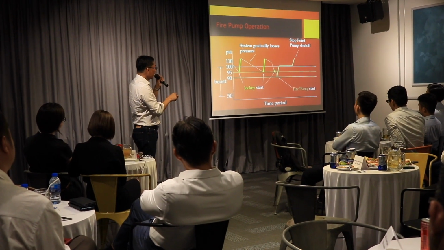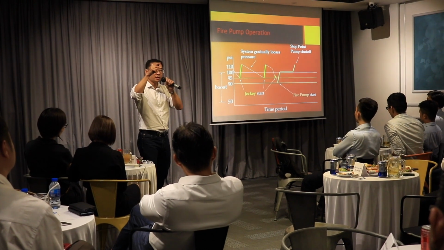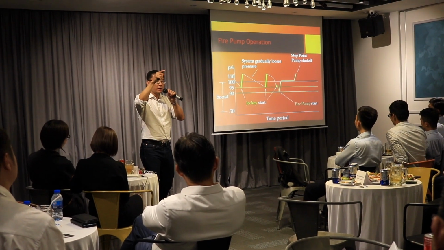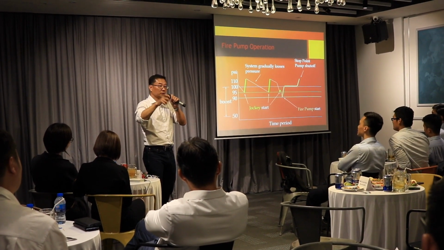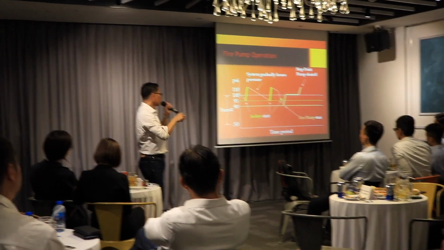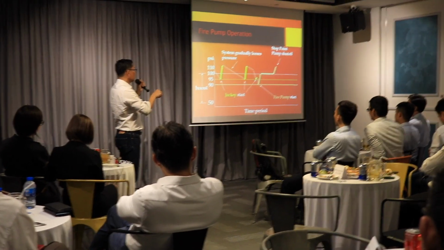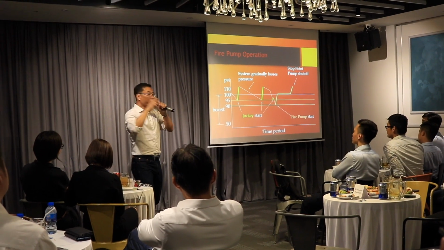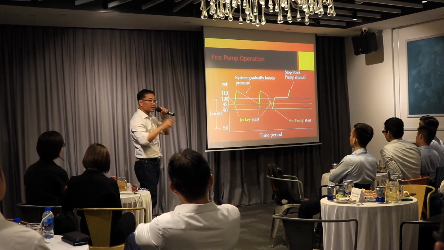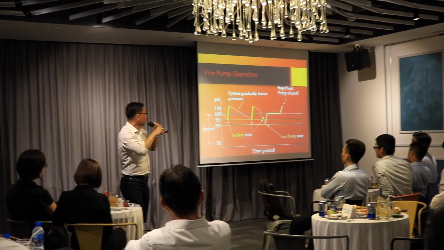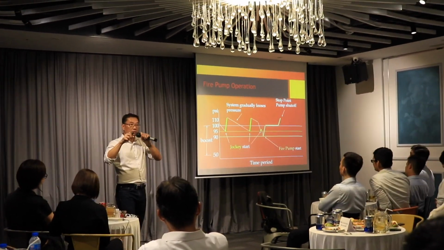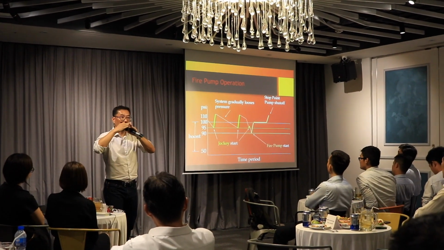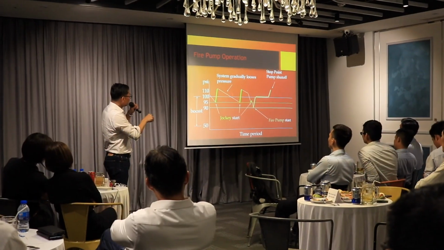So when the pressure drop hits here, the pressure sensing line will sense, hey, you have already dropped 5%. The jockey pump will start. The pressure builds up. If the pressure reaches 110 psi, which is 10% above the churn pressure, the booster pump cuts out. This is scenario 1.